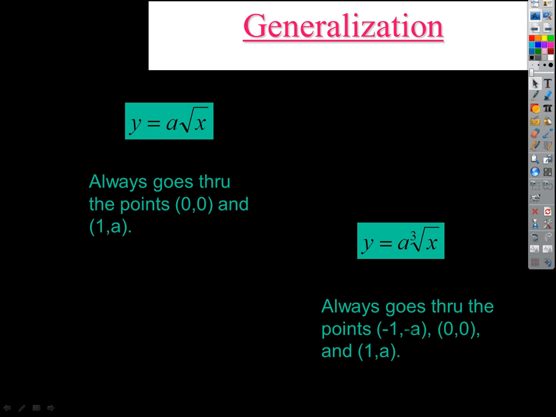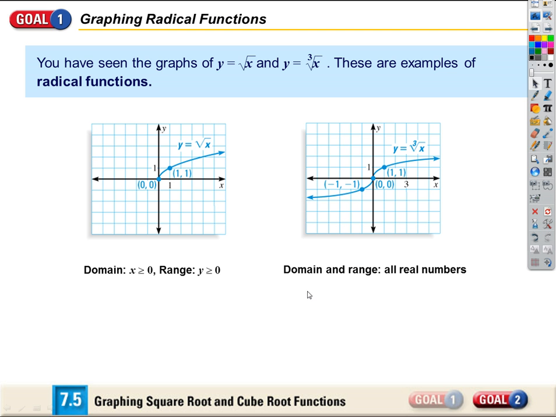Okay, what about this one? What's the generalization for a cube root? If it's being multiplied by some number a, then it's got that midpoint, that starting point at 0, 0. And if I go forward, positive 1, instead of going through the point 1, 1, I'm going through the point 1, a.